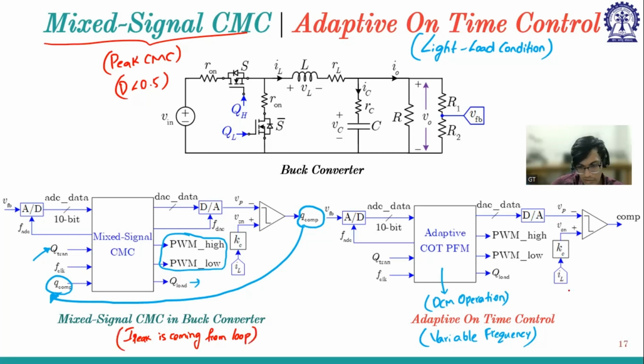And here I peak is fixed, because we have seen in the adaptive on-time that the peak current is fixed. So I peak is fixed, and accordingly the on-time is being adjusted. So that is happening here also. Same thing.